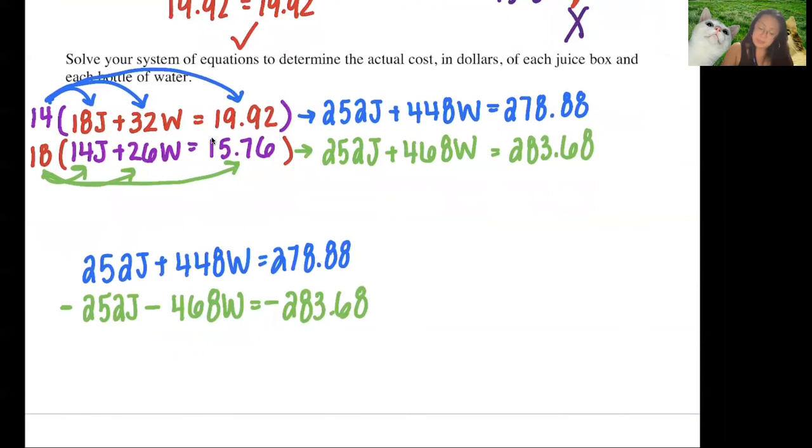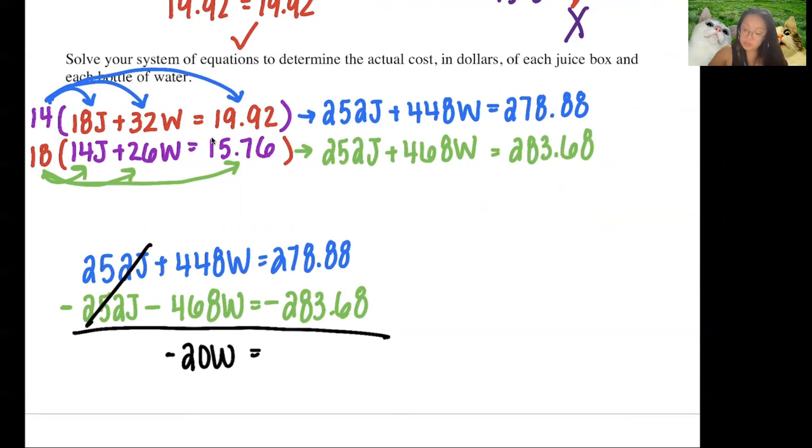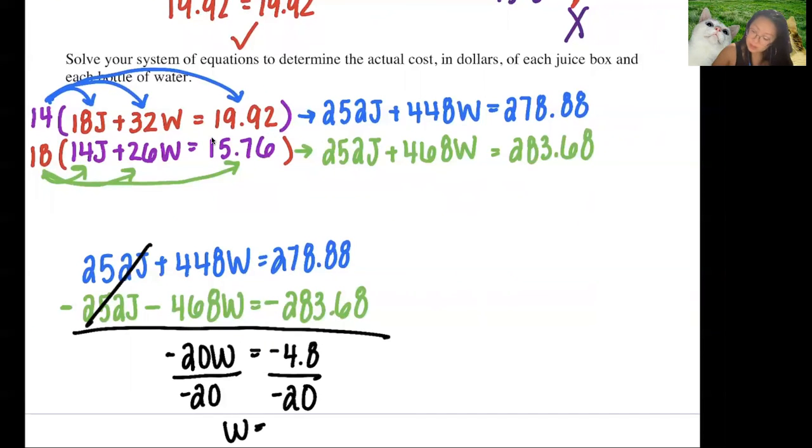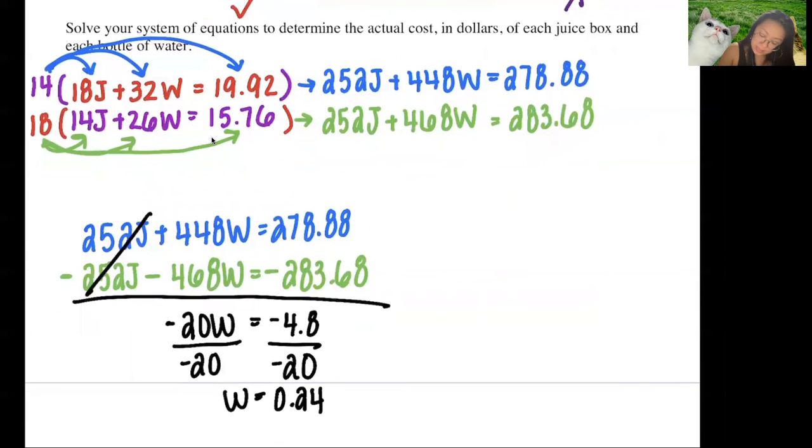Now we can eliminate, right? Our juices will eliminate. If I add straight down, I get negative 20W equals 2. Let's see if I can combine these together. 278.88 plus negative 283.68 is negative 4.8, sorry. Divide by negative 20 on both sides. And we end up getting 0.24. Okay, this means that water costs 24 cents.